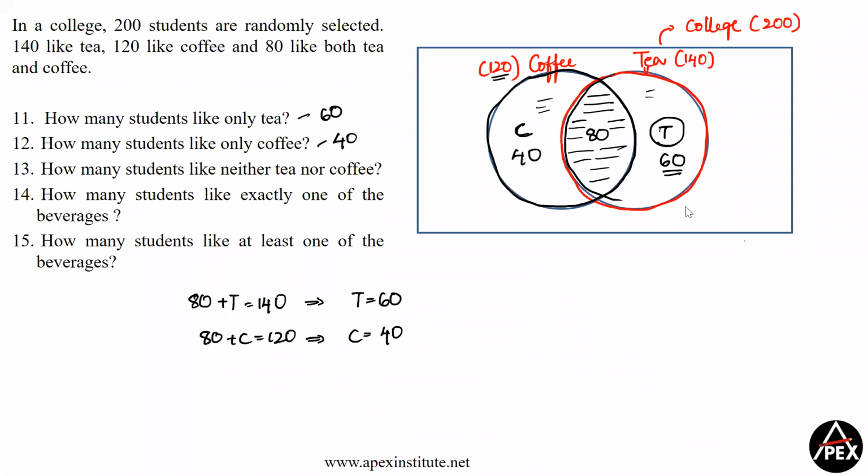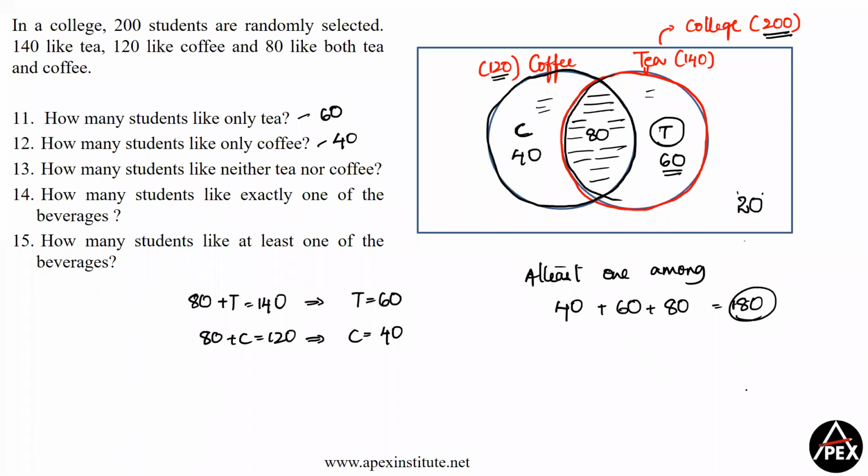Or at least one among tea and coffee? 180. Okay, 180, perfect. So that will be 40. These 40 students like only coffee. These 60 students like only tea. And we have 80 students who like both. So we have 180 students. So in the college, the total students are 200. So the remaining 20 do not like tea and do not like coffee. So where will those 20 students be? Those 20 students will be outside these two circles.